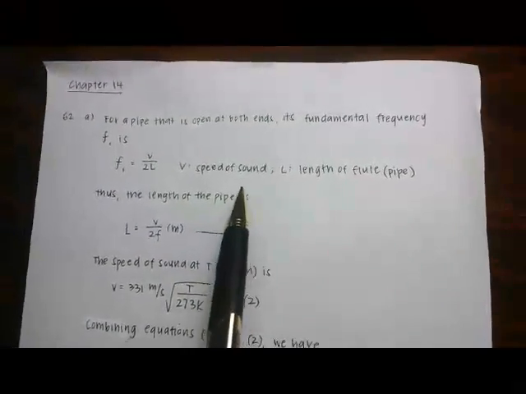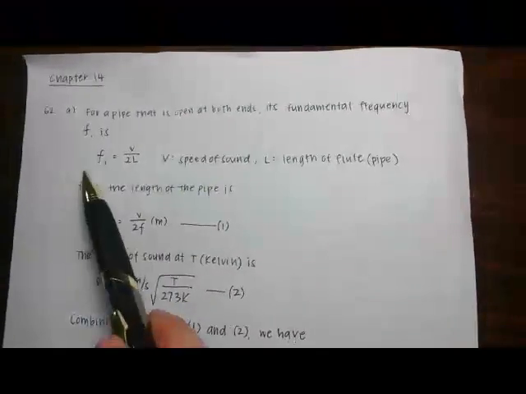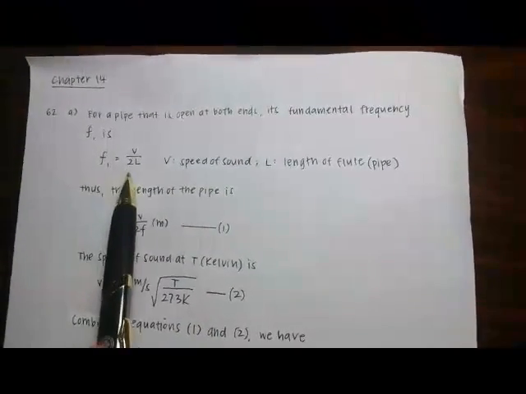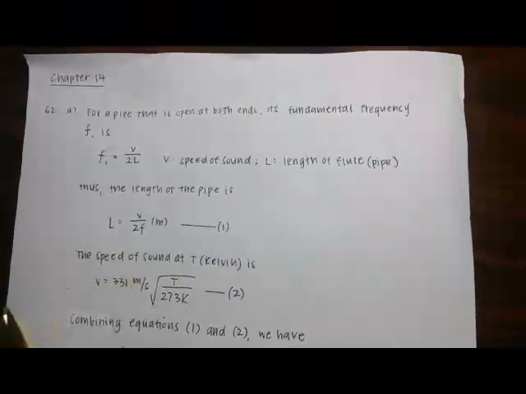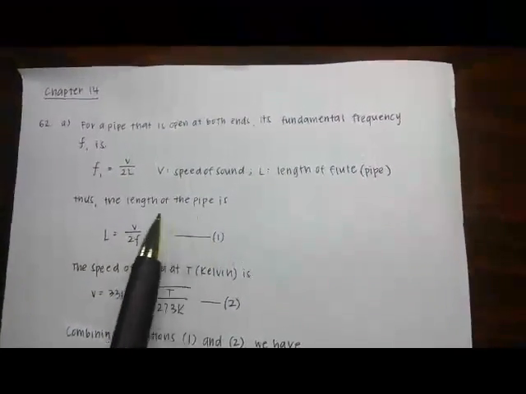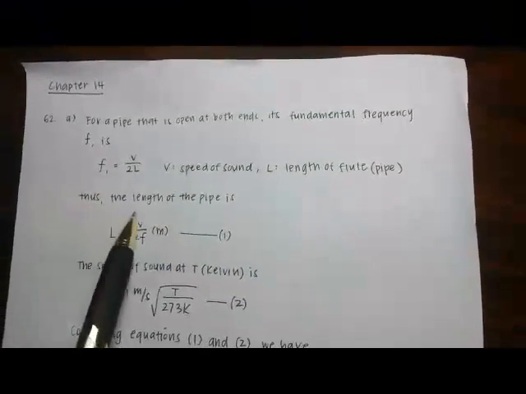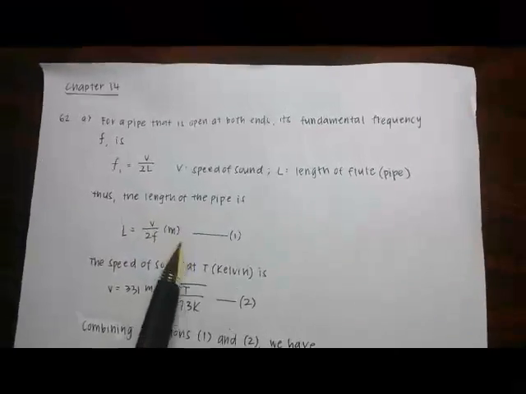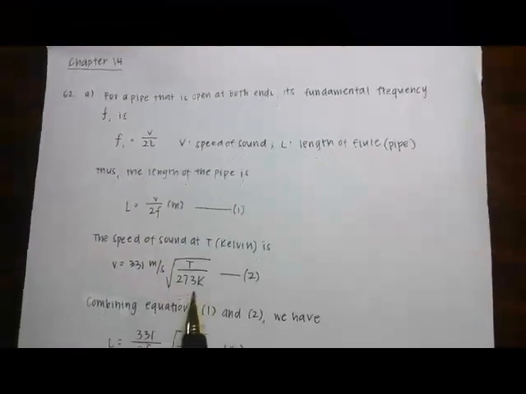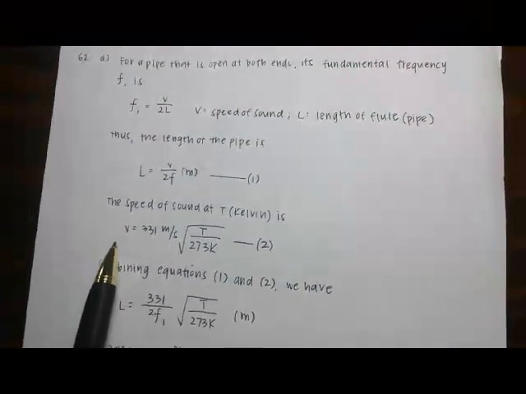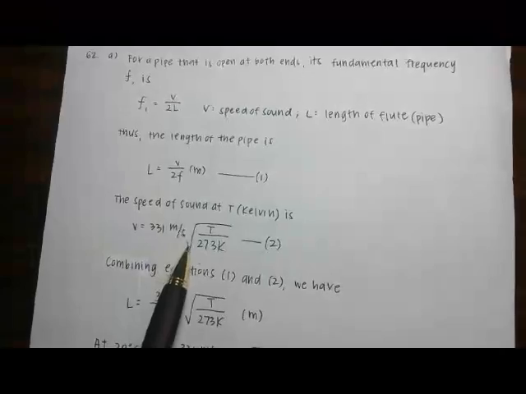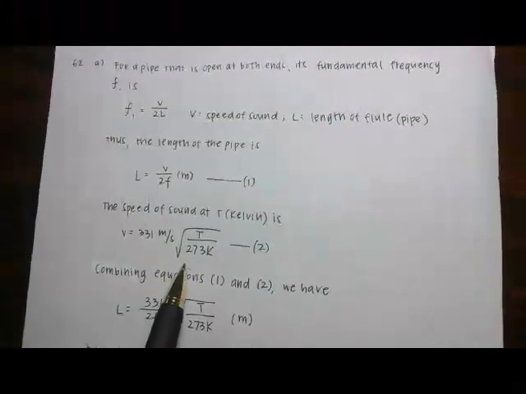Part A. For a pipe that is open at both ends, its fundamental frequency is F1 equals V over 2L, where V is the speed of sound and L is the length of the flute or pipe, whichever one you want to call it. Thus, the length of the pipe is L equals V over 2F meters. The speed of sound at the temperature T in kelvins is V equals 331 meters per second times the square root of T over 273 K.